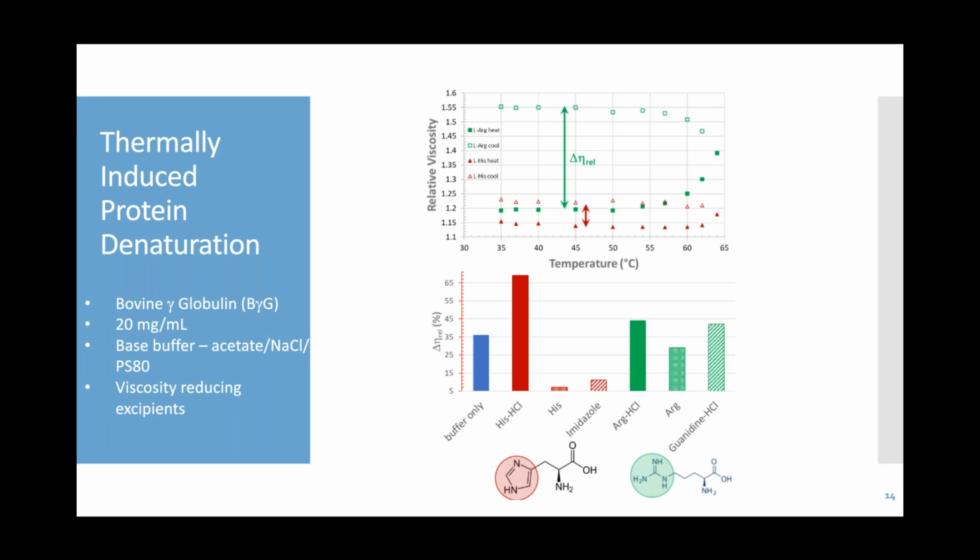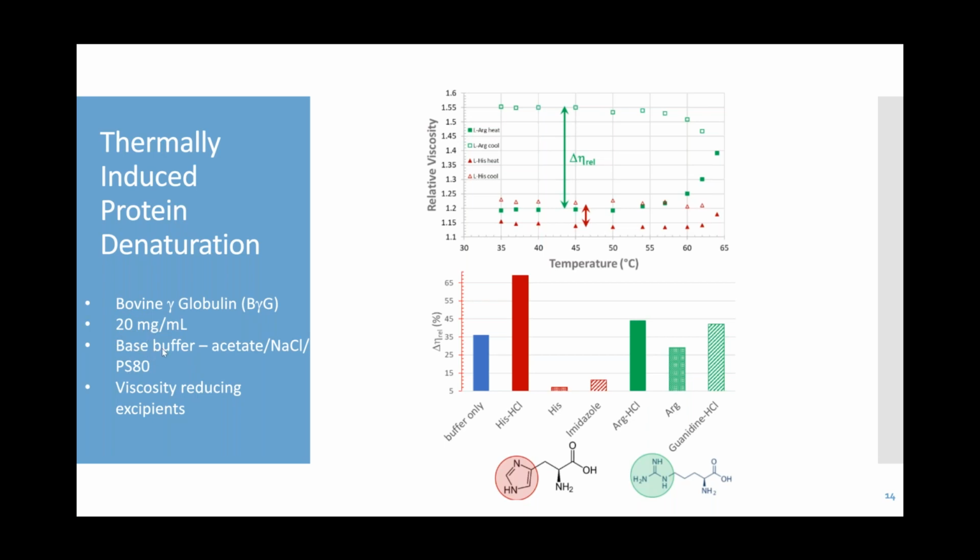So let's look at one more example before we wrap up. So here we're going to look at a different model protein. So this is bovine gamma globulin, and again we're going to do this at a dilute state. Again, just to emphasize that it's a little risky to do this in the concentrated state. In this case, 20 mg per mL. Bovine gamma globulin could be a little more problematic, so we had to drop that concentration a bit.